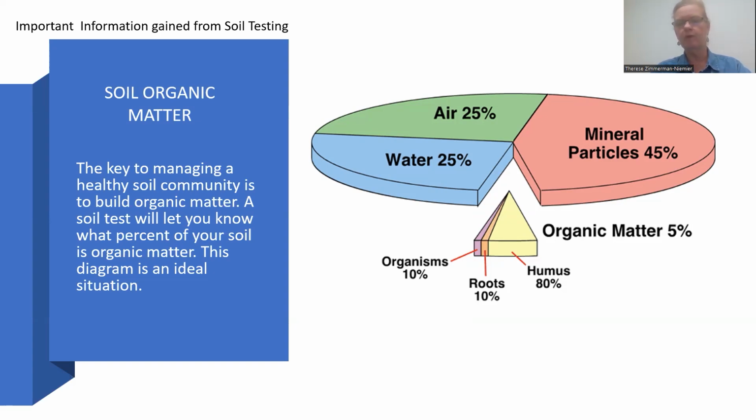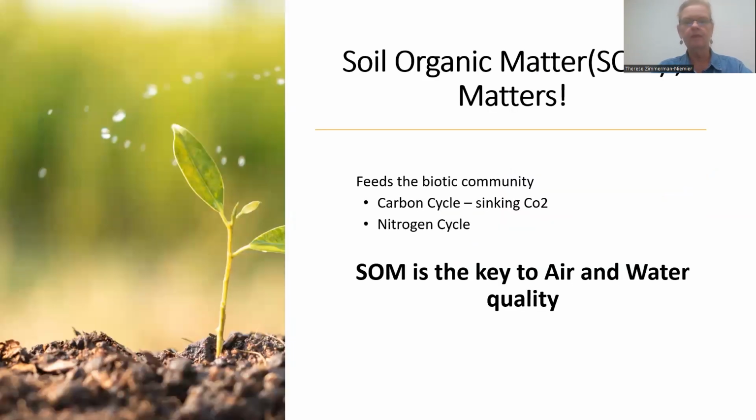Anyway, within this 5%, we're going to find organisms. And even though it's only 10%, you will find that that includes, well, we'll look at that in a second, thousands of pounds of living organisms. Roots, our roots are about the same amount, and those roots are in relationship with our organisms. And then humus, which is the carbon, the dead organic matter, the dead biology, is the source that feeds all of this. So soil organic matter is just so important.